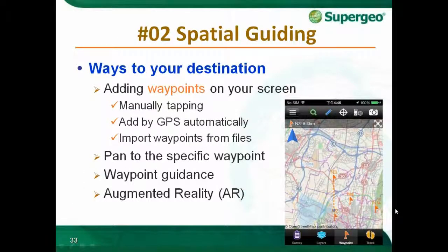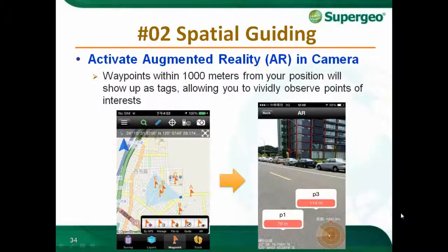In this part, we're also going to show you another tool, the spatial guiding tool. It is the way to find your destination in SuperSurv, and it is called the waypoint system. The waypoint system is very easy to use. You can simply tap on the screen manually, add waypoints by GPS, or import waypoints from a file. It has a variety of different functions, which I'm going to show you in the following demonstration.